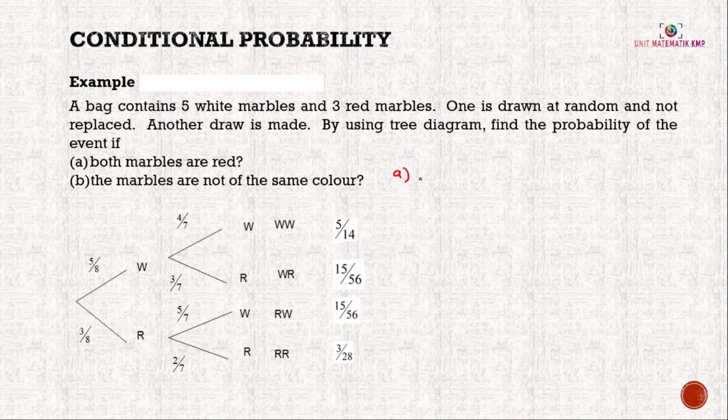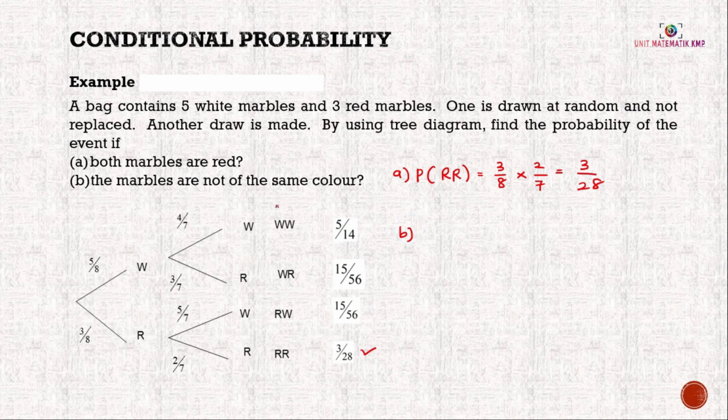Okay, so both marbles are red, maksud awak akan ada probability of R on the first marble and R on the second marble. So kalau kita tengok daripada tree diagram ni, RR adalah kat bawah sekali. So our probability is 3/8 times 2/7, which is equal to 3/28.